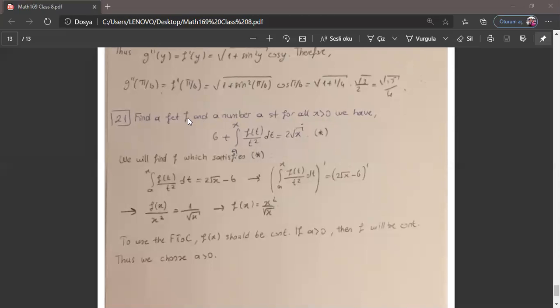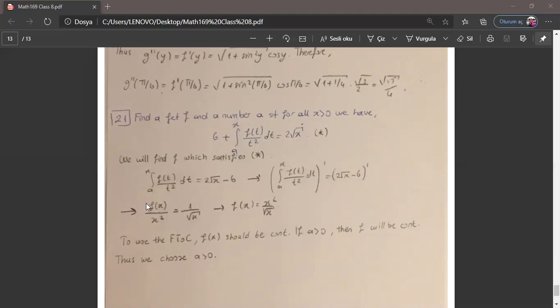Now we need to find some function f which satisfies this, okay? Now if a function satisfies this, then if we take the derivative, we need to have this, okay? Now what's the derivative of that? It's f of x over x squared, and the derivative of this is 1 over square root of x.